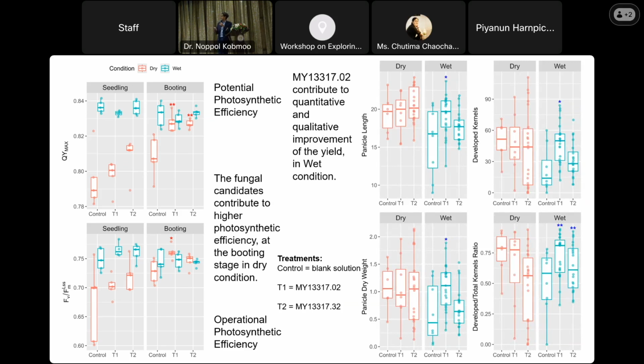And in terms of the yield and the production of the panicles, we can see that the strain MY.02 actually gives longer panicles in the wet condition compared to control, higher dry weight, and also more developed kernels, or good kernels. But in the dry condition there is no difference. So we can see that our fungal strains can contribute to better phenotype in various aspects of the growth and also the reproduction.